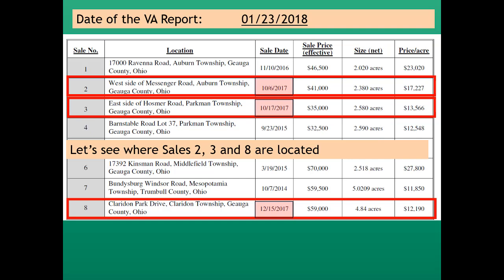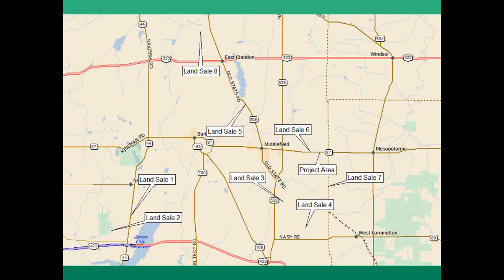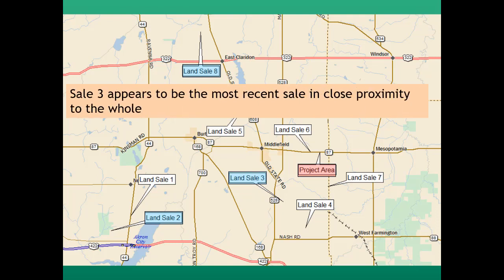So let's see where sales 2, 3, and 8 are located. Again, we're back looking at the sales location map. Red is the project area. Sale 2 looks to be about the furthest away from the project area. Sale 3 appears to be relatively close. And sale 8 appears to be somewhat distant from the project area. So it appears sale 3 is the most recent sale in close proximity to the whole.